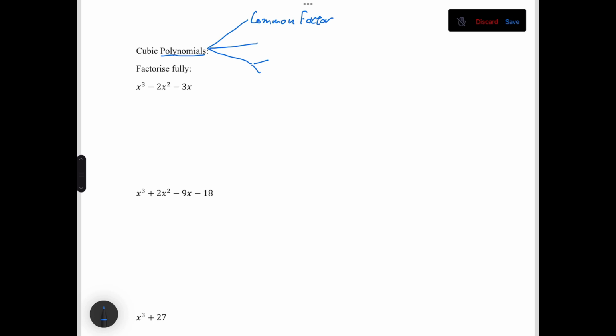And then grade 12's, the second type will be grouping. So you're familiar with grouping as well. And then sum of two cubes. And then you could also get difference of two cubes. Those are the types that you're familiar with by now. The sum of is positive and the difference is negative.